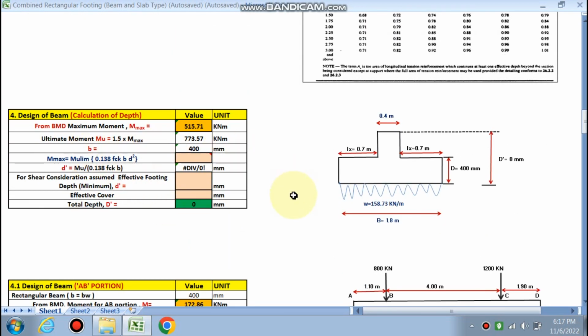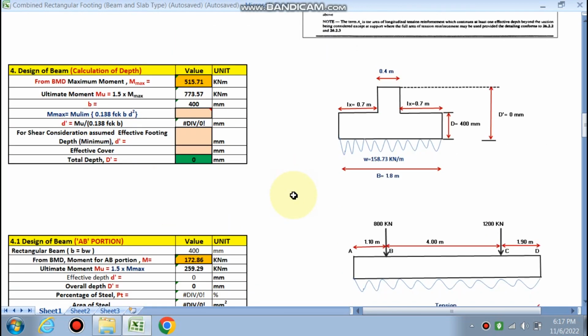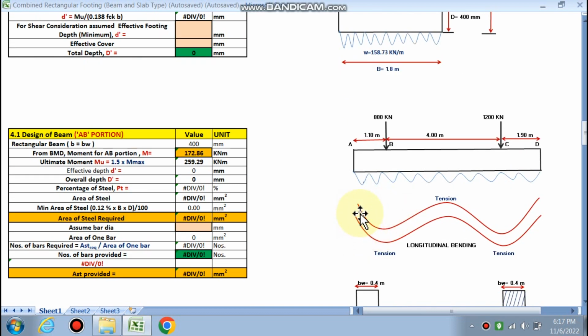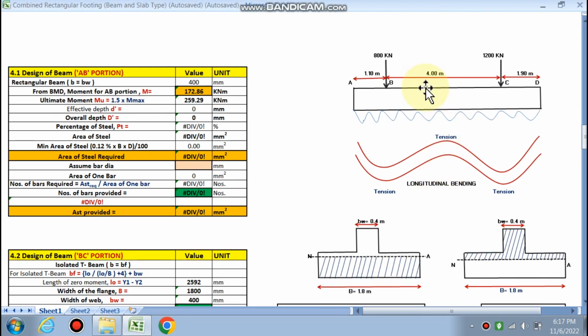Now the design of the beam. So the beam concept is there. This is the longitudinal section of the beam and these are the column loads. The beam will deflect like this. In the AB portion, tension will be in the bottom portion, and in the middle BC portion, the tension will be in the upward direction.